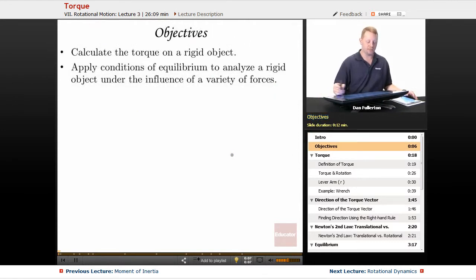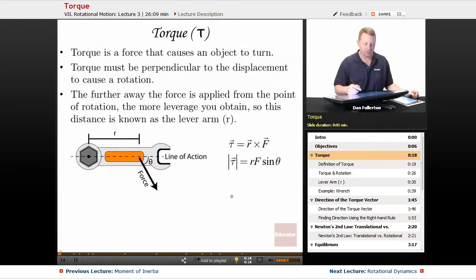Our objectives include calculating the torque on a rigid object and applying conditions of equilibrium to analyze a rigid object under the influence of a variety of forces. So let's start off by defining torque.